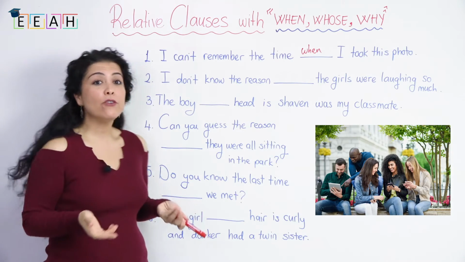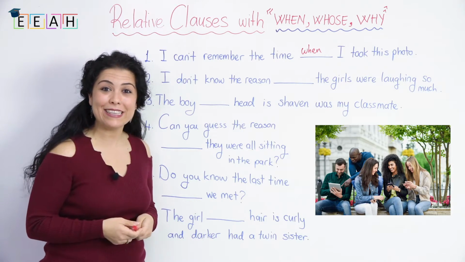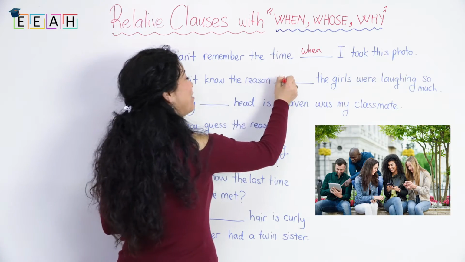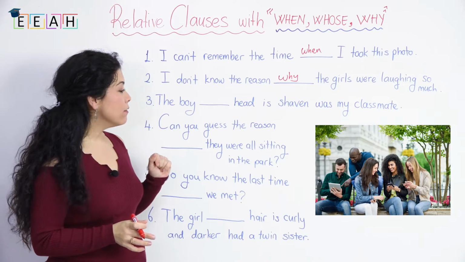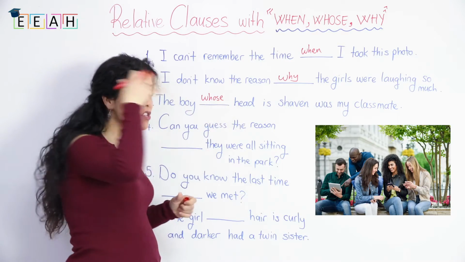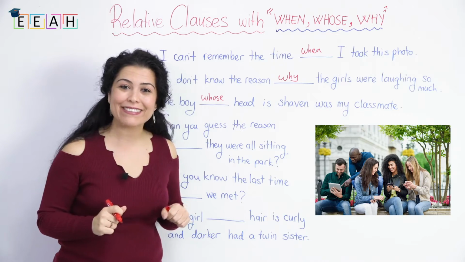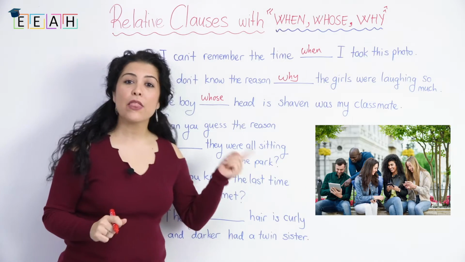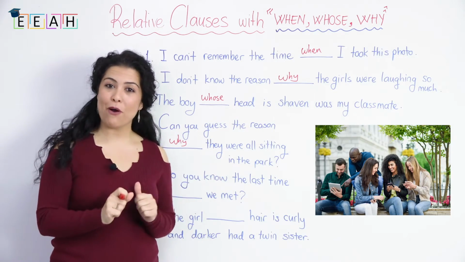Number two, I don't know the reason. Look at the girls. I don't know the reason why the girls were laughing so much. Yes, I don't know the reason why. And number three, the boy, which one? The boy whose head is shaven was my classmate. We were in the same class. And number four, can you guess the reason? The reason why they were all sitting in the park.